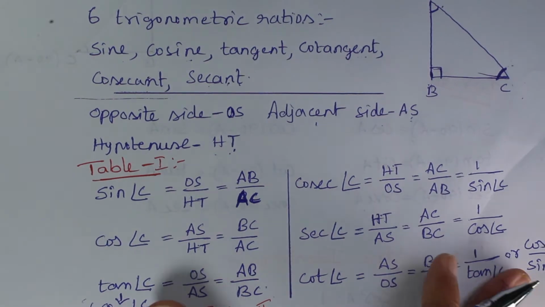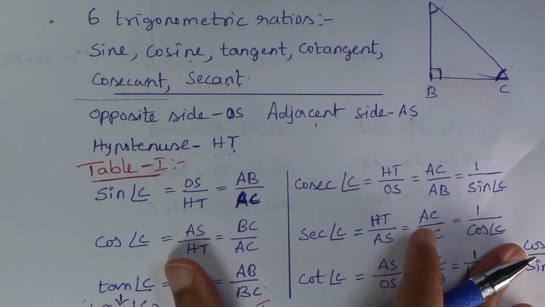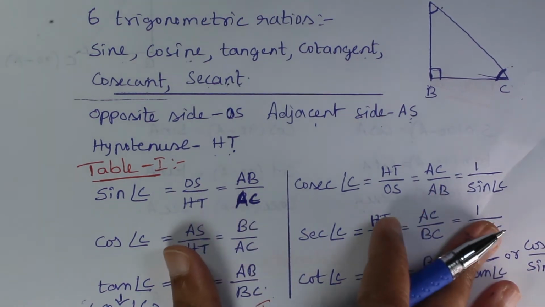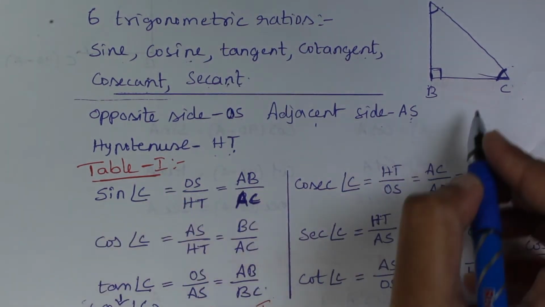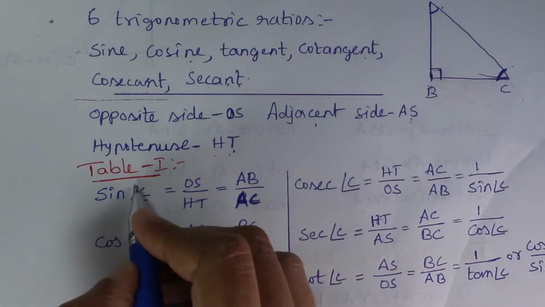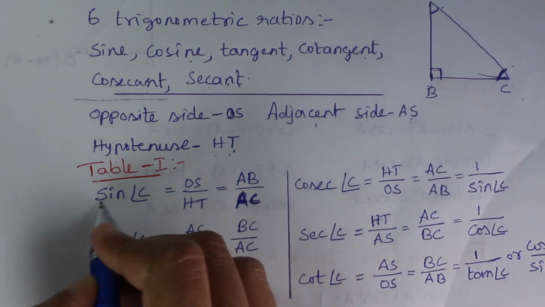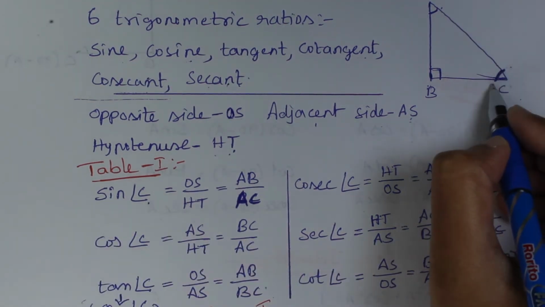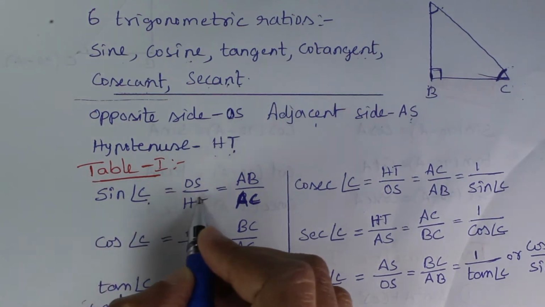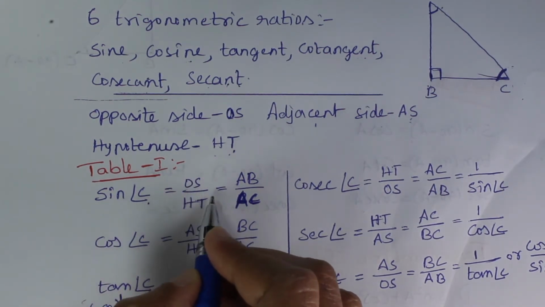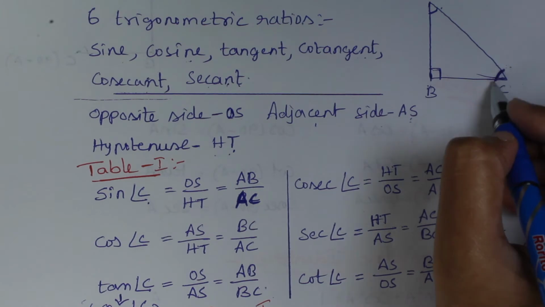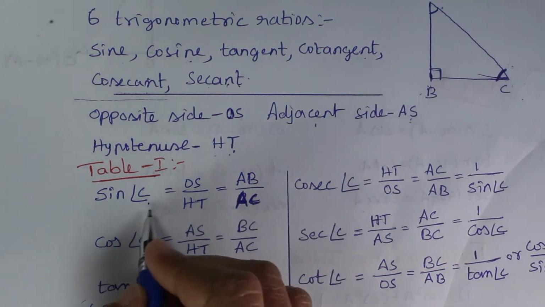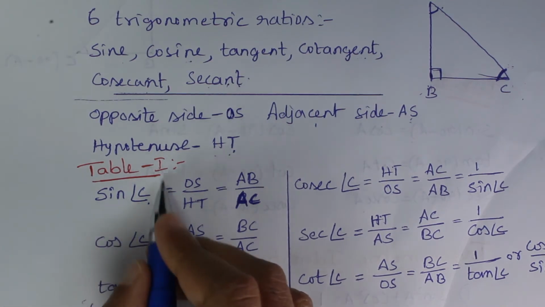So this is the first important table which you should learn by heart, and all the exercise 1 problems are based on this table. I will explain this table now. Now we are calculating the first ratio, that is sine of angle C. Here in this picture we can see angle C, right? So sine of angle C is opposite side by hypotenuse. What is the opposite side of angle C? AB. And the hypotenuse is AC. So AB by AC is the ratio for sine of angle C.